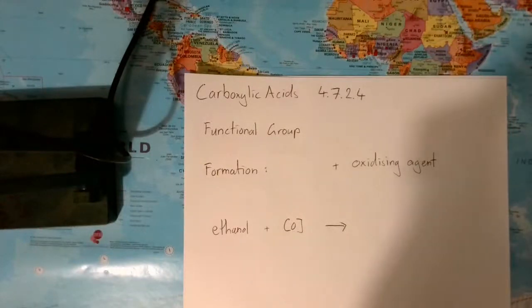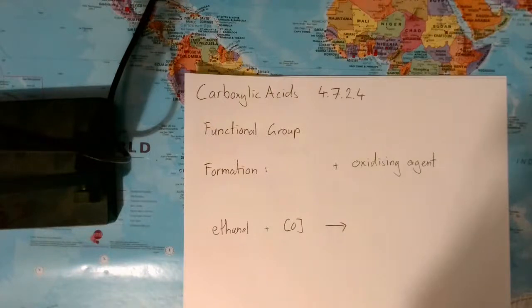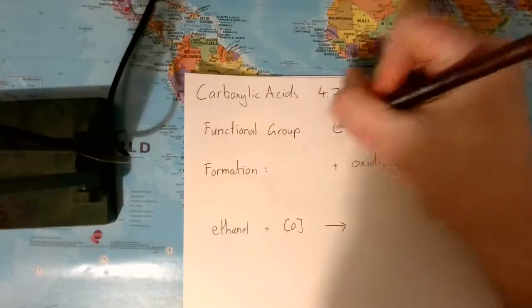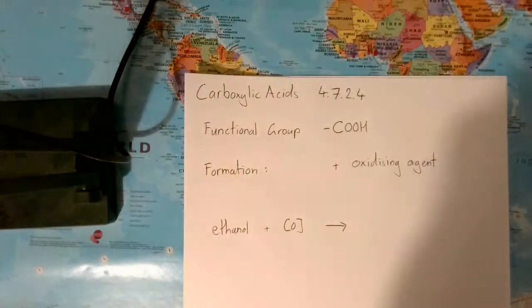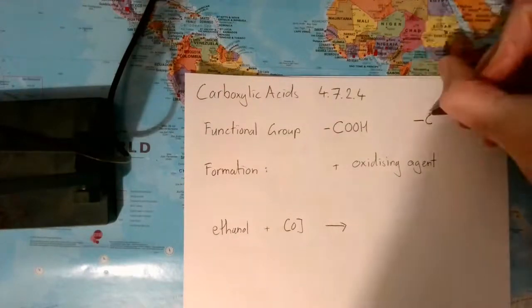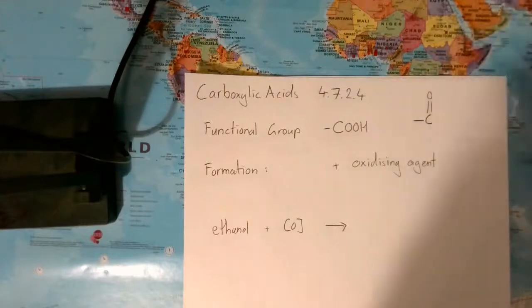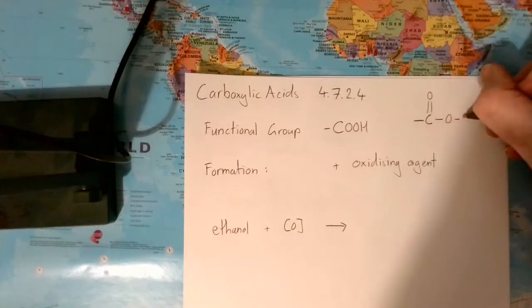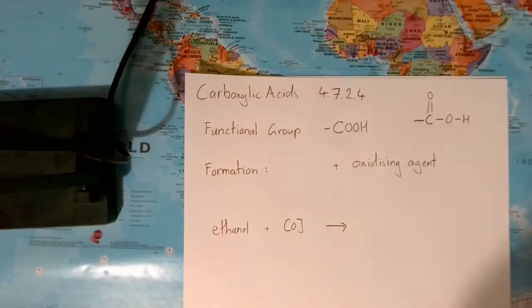Hello, in this video I'm going to introduce you to carboxylic acids, which is part of organic chemistry. From the AQA specification it's 4.7.2.4. So carboxylic acids have a functional group, which has a carbon with two oxygens and a hydrogen, or a COOH group. What you've got is carbon bonded to something, and then you have a double bond to one oxygen, and a single bond to a second oxygen, which then has a hydrogen bonded to it.